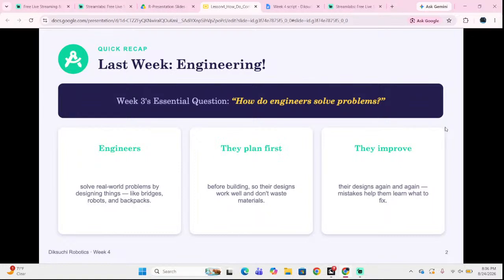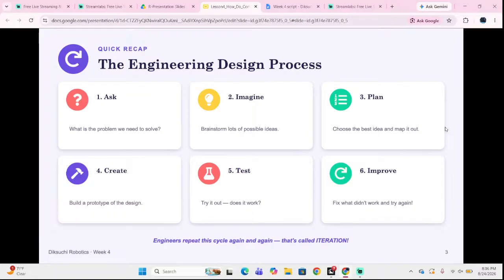Let's do a super quick lightning round through the 6 steps of the engineering design process because this is going to connect directly to what we're learning today. Step 1 is ask. What is the problem we actually need to solve? Step 2 is imagine. Brainstorm as many possible ideas as you can, even wild ones. Step 3 is plan. Pick your best idea and map it out before you touch a single material. Step 4 is create. Actually build a prototype, a first try at your design.